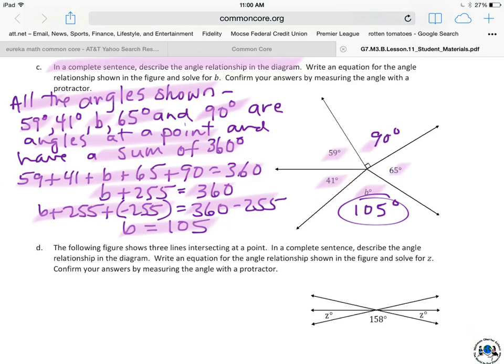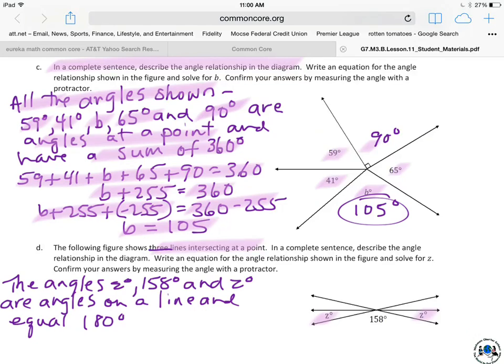Okay. So here's D. Again, the following figure shows three lines intersecting at a point. Just throw a little twist into the mix here. In a complete sentence, describe the angle relationship in the diagram. And then write an equation and we are going to solve for Z right there, angle Z. Confirm your answer with a protractor. I don't know if that would be messy or not, but you can give it a try. All right, so go ahead and come on back.